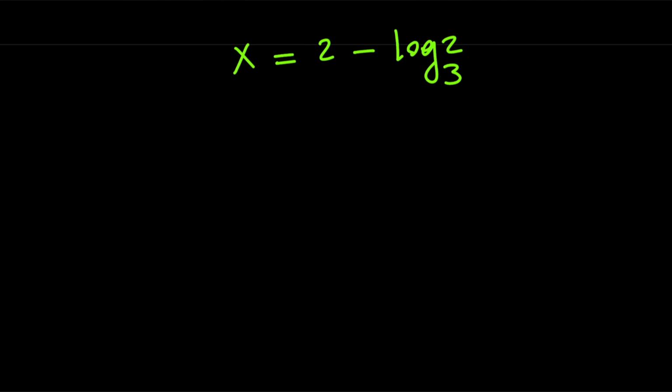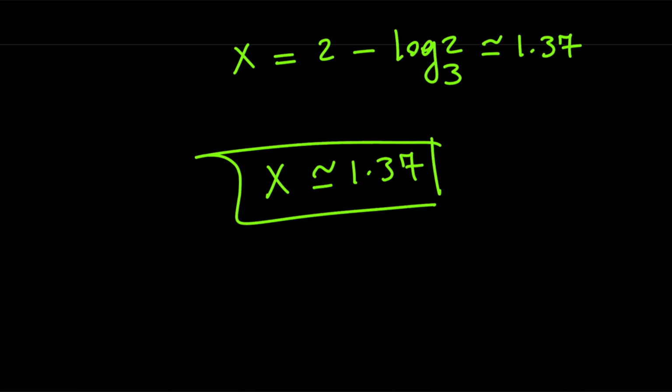Great. Now, if you happen to use a calculator, you can see that this is approximately equal to 1.37. So x is approximately equal to 1.37. Great. So this brings us to the end of this video.